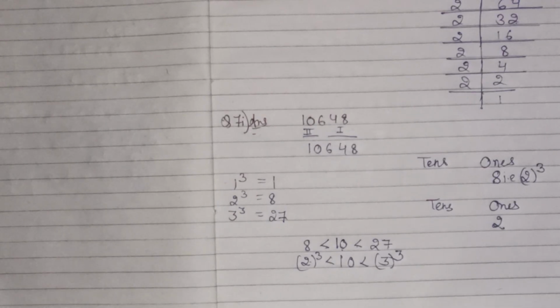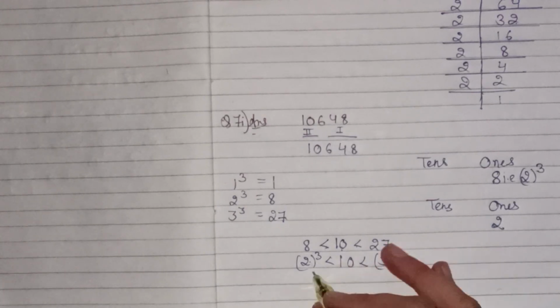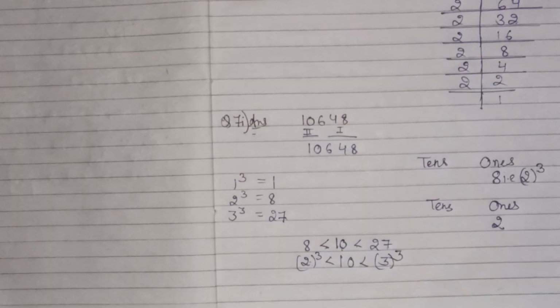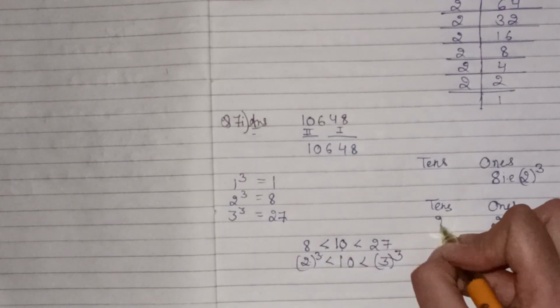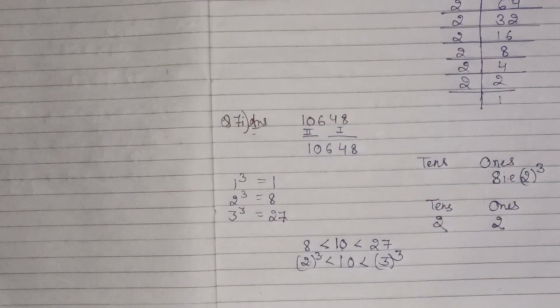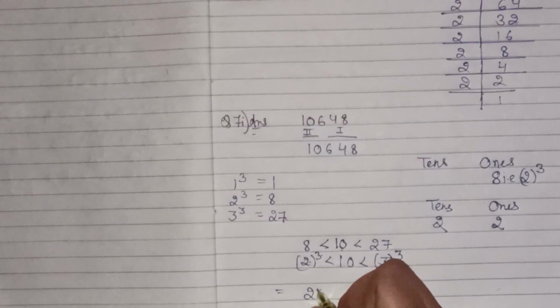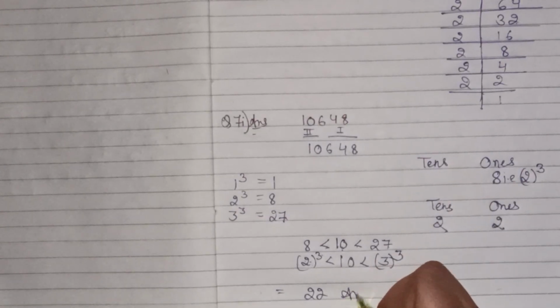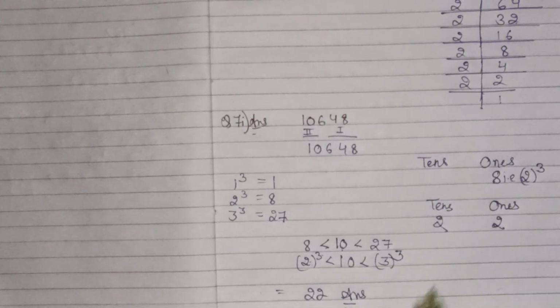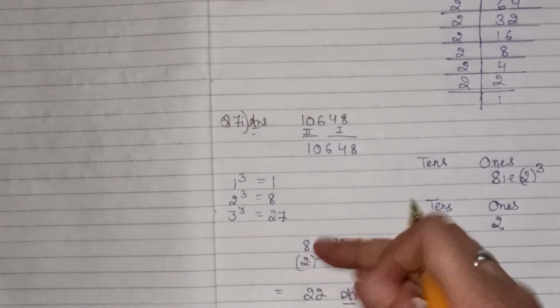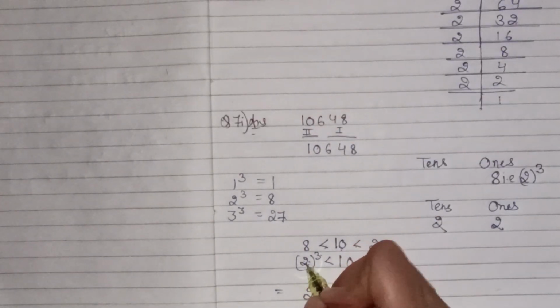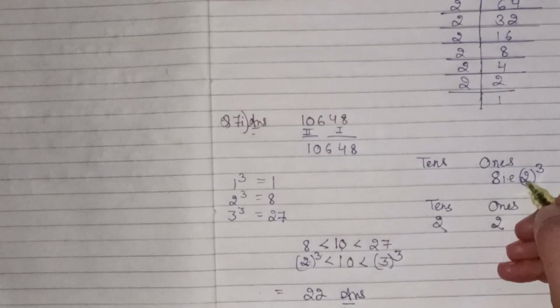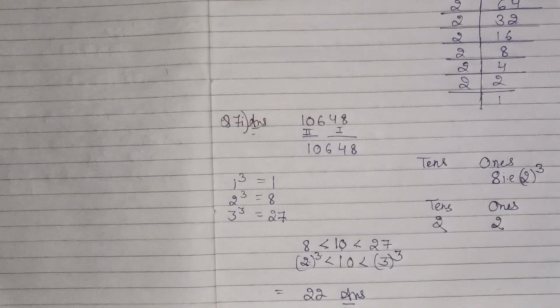Now in this question we take the smaller cube. Of 2 cube and 3 cube, the smaller cube is 2 cube. So at the tens place we place the number 2. So our answer is 22, with 2 at the ones place and 2 at the tens place. All three remaining parts are similar to this one.